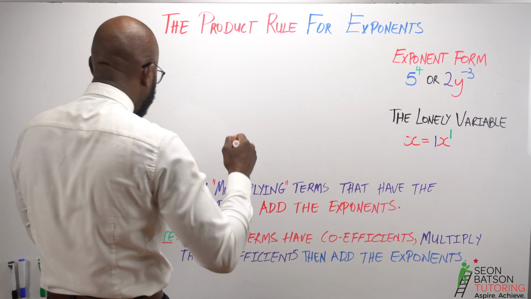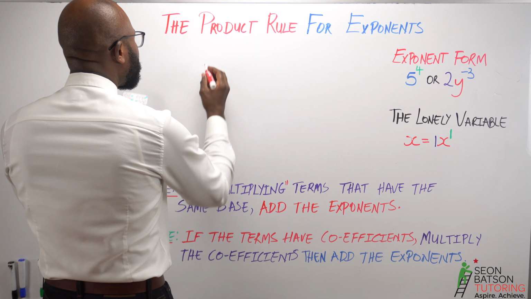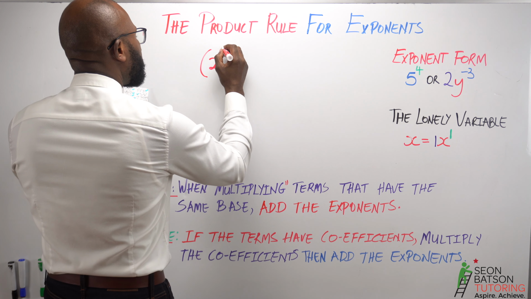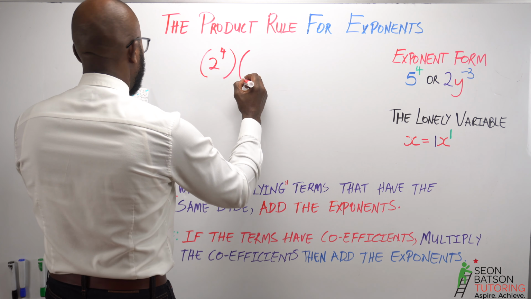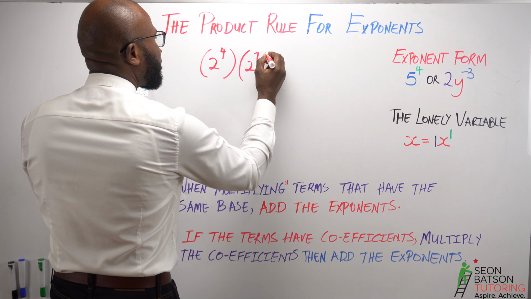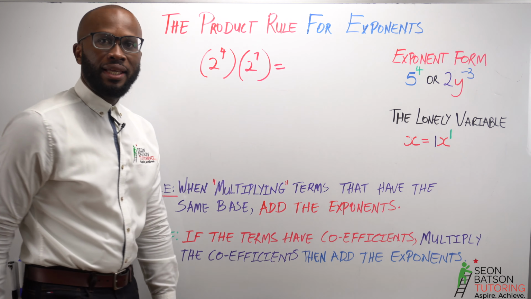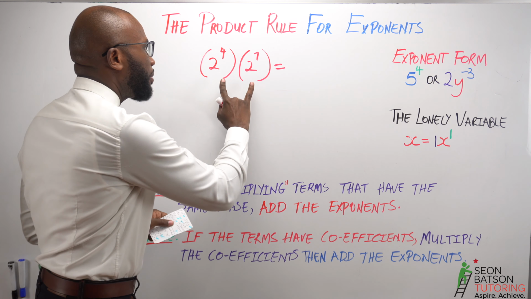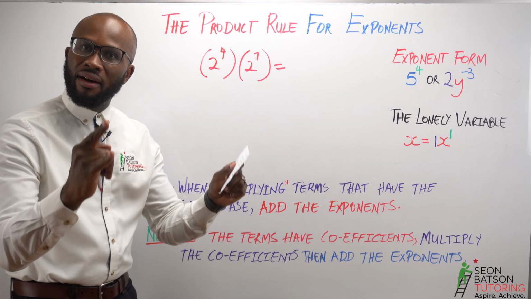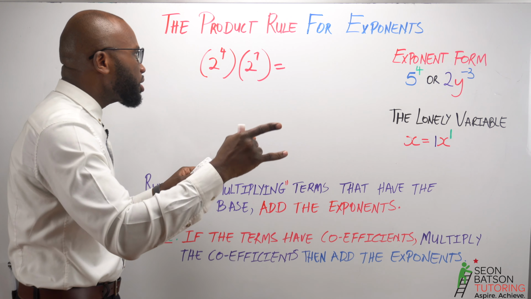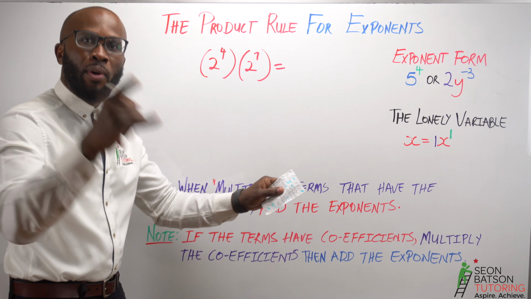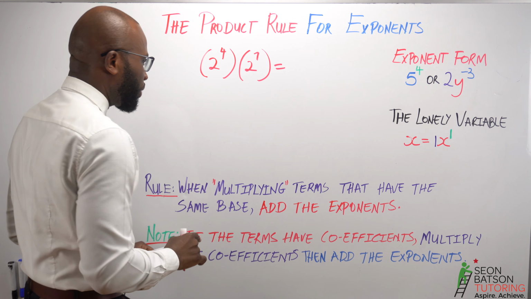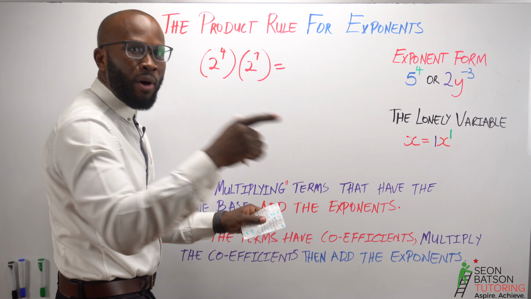Now, let's keep the party going. All right. Let's say we have 2 to the 4th power times 2 to the 7th power. Yes? Again, we can use the product rule. Why? Because we are multiplying terms that have exponents. Yes? Also, not only do they have exponents, but they have the same base.